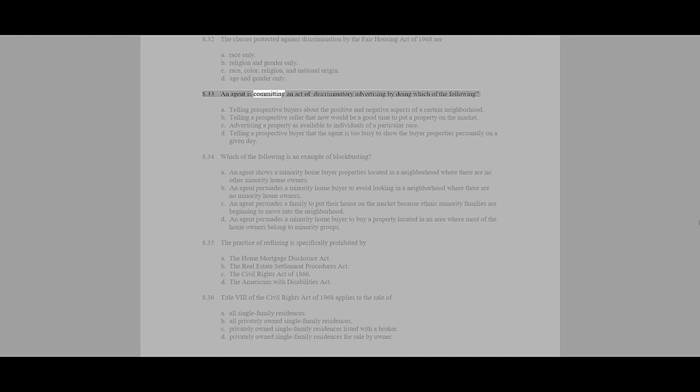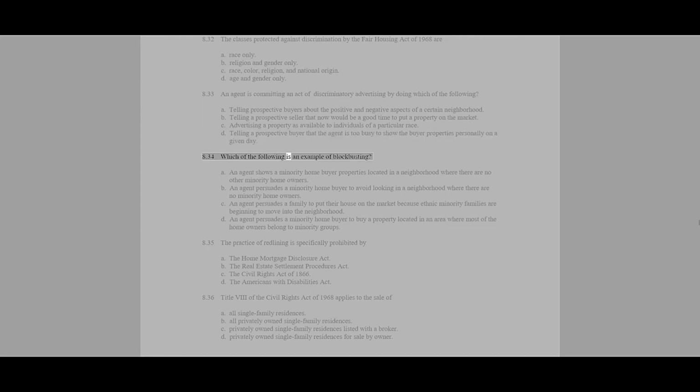8.33 An agent is committing an act of discriminatory advertising by doing which of the following? A. Telling prospective buyers about the positive and negative aspects of a certain neighborhood. B. Telling a prospective seller that now would be a good time to put a property on the market. C. Advertising a property as available to individuals of a particular race. D. Telling a prospective buyer that the agent is too busy to show the buyer properties personally on a given day.